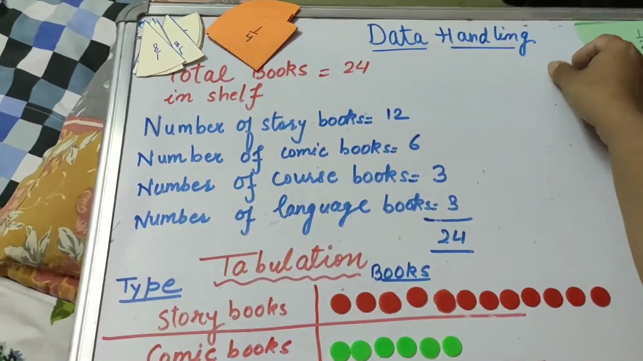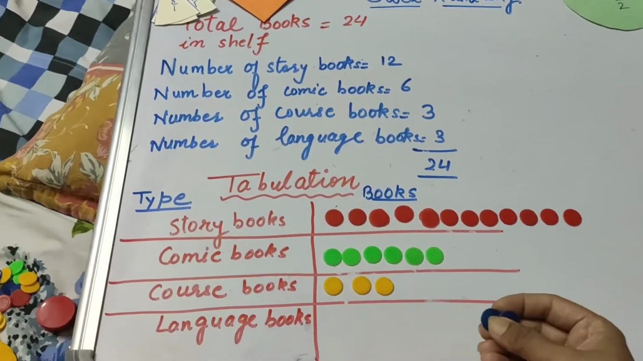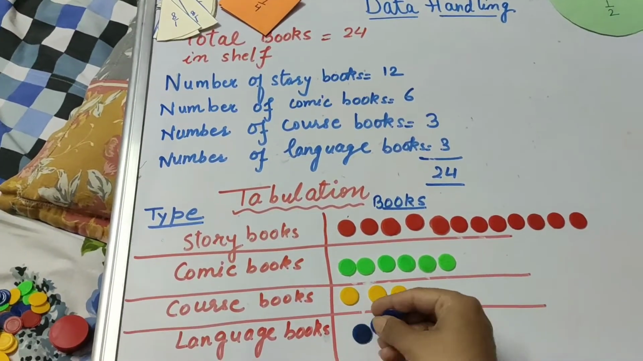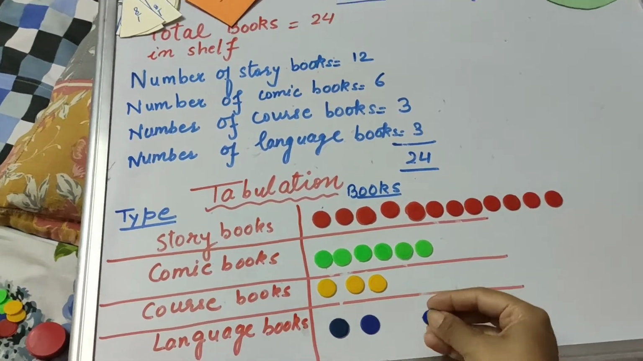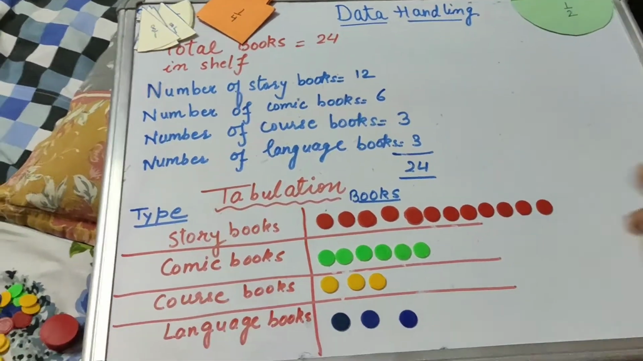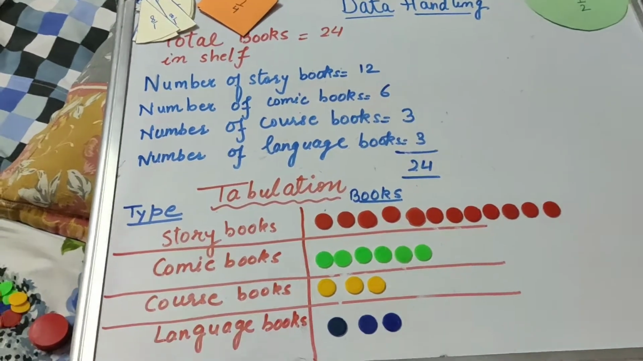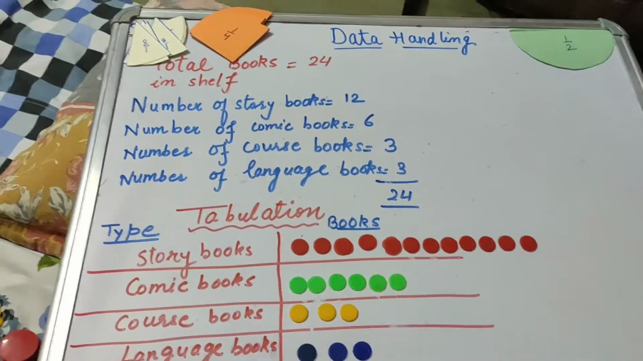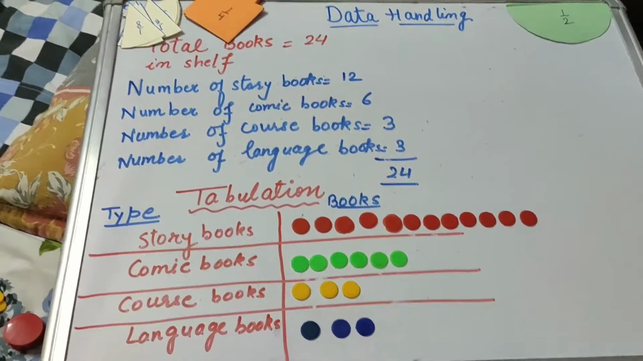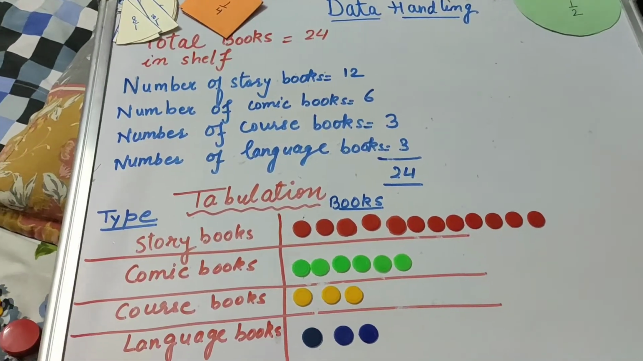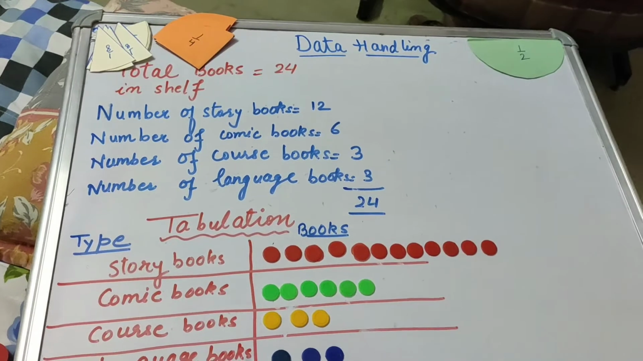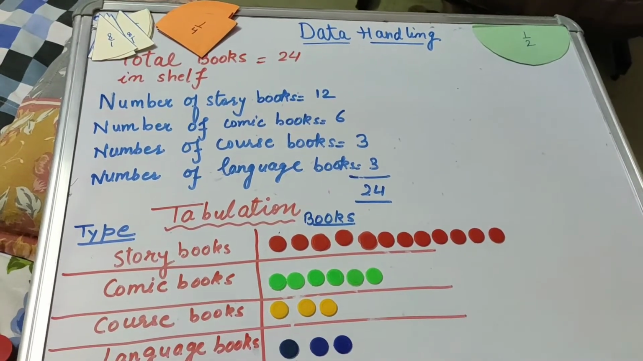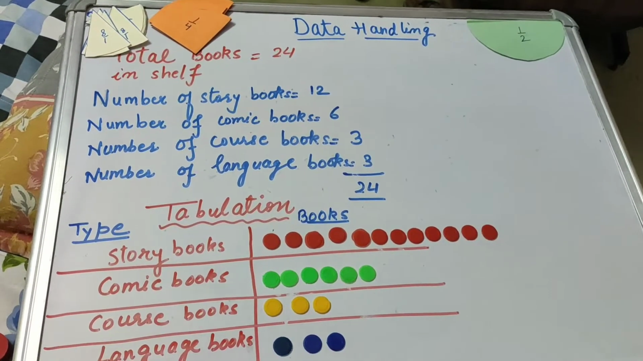Okay, then I have language books also, which are 3 language books. So this is 1, 2 and my 3. So this is a sort of presentation in a form of tabulation, we can say, or in a form of sort of mixture of tabulation and pictographs. Okay, so this is what data handling is. Now I can create a pie chart for this also. Now how to create a pie chart?